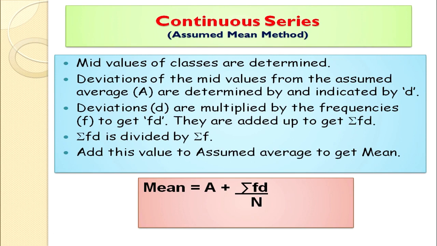Once I have got the deviations, what am I going to do? I am going to find one column of FD. Once we have got the column of FD, we sum up and get summation of FD. Now this will be divided by the sum of frequency, that is total number of observations, and we add this value to the assumed average. Hence we get the formula: mean is equal to A plus sum of FD divided by N, that is total number of observations.